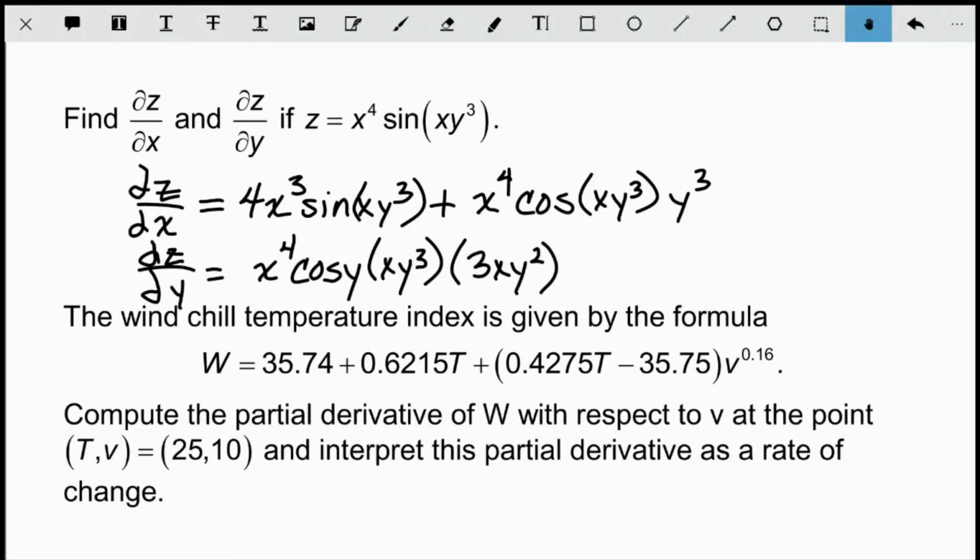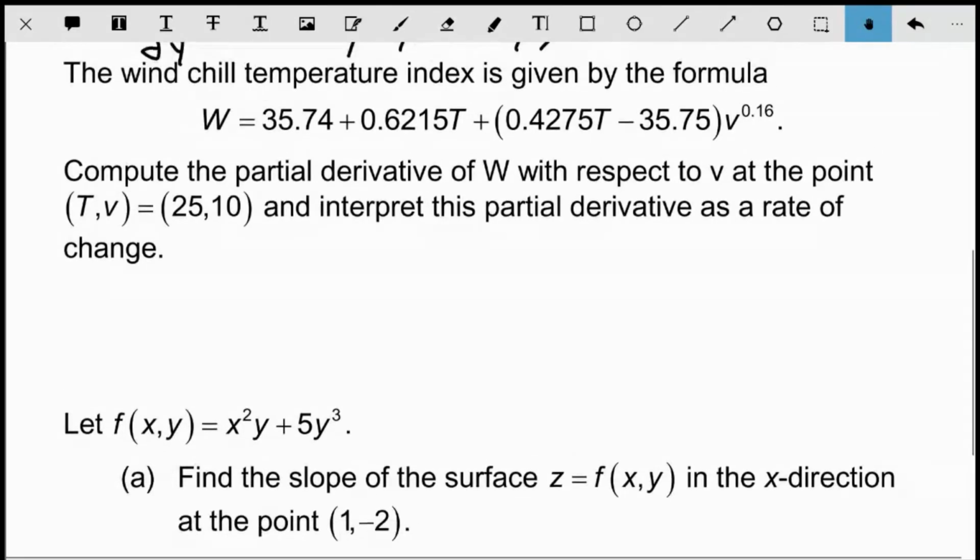Okay, so notice that depending on whether I'm taking the derivative with respect to x or with respect to y, I really treat this in a different way from a derivative rule perspective. Okay, but not very difficult to do. All right, let's take a look at a really simple application type of problem.